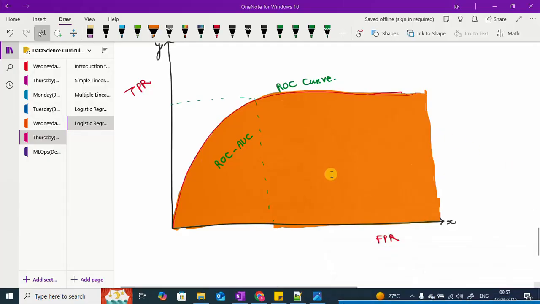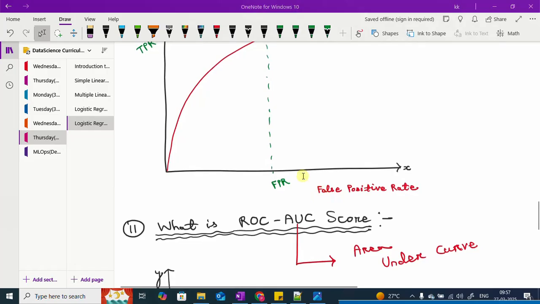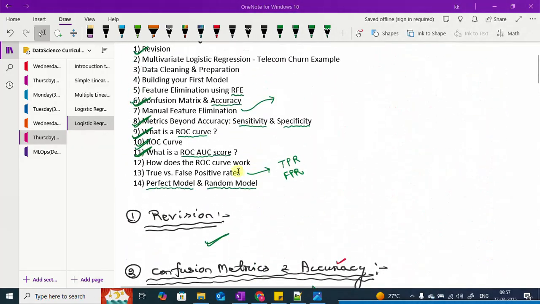Now, based upon this ROC AUC there is a certain value. Based upon that value, I'll decide whether it is a perfect model or a random model. I'll explain this. Let me change the color. Guys, before getting to that, let's see the two different terminologies I have introduced today. That is true positive rate and false positive rate.